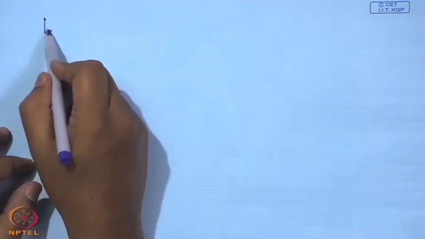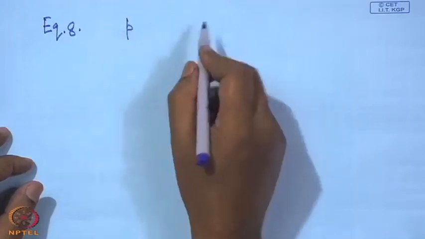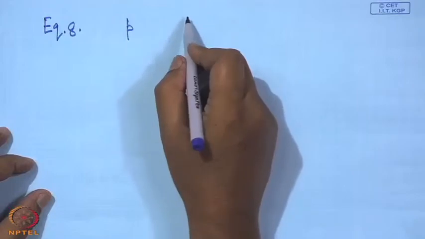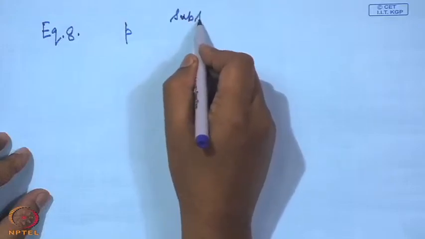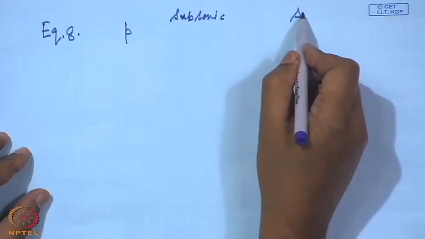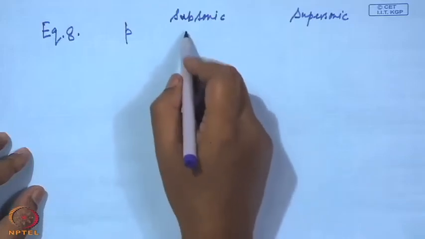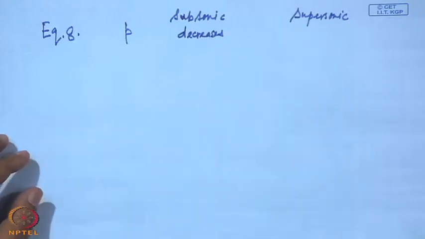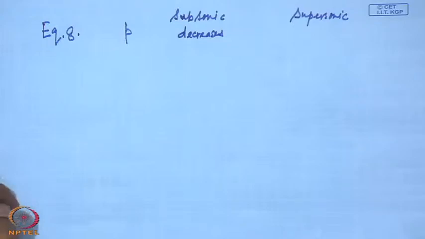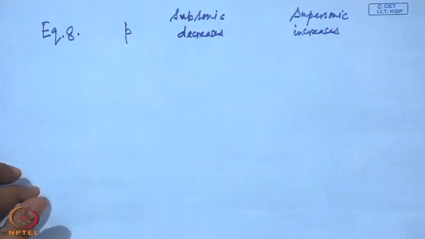Like equation 8 shows, P, if we make a table for subsonic and supersonic, P decreases in a subsonic flow. dP by P is negative, and P decreases in a subsonic flow, however, it increases in a supersonic flow. dP by P becomes positive.